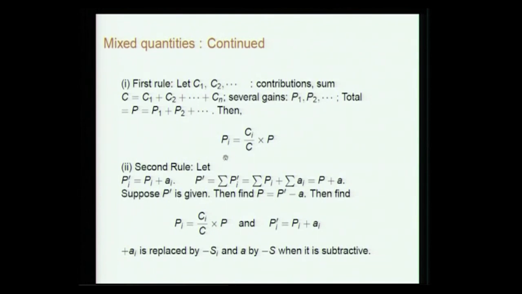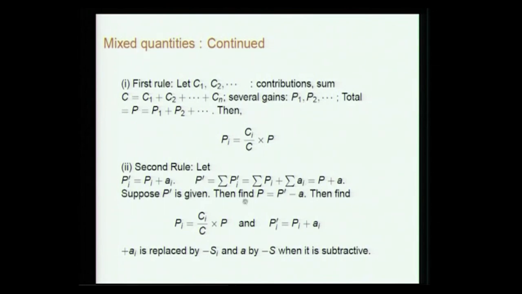And the second rule gets a little more complicated. Suppose you are not given the total gain P, but the total gain plus some quantity. Suppose that is how the problem is posed. Then similarly, you define P prime i as P i plus A i, and the total P prime will be P plus A, which is sigma P i plus sigma A i.